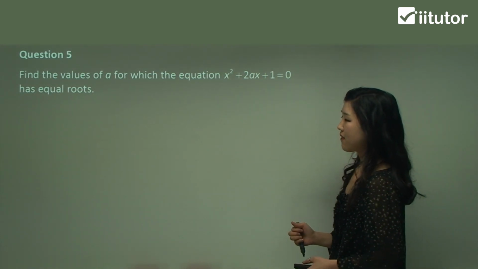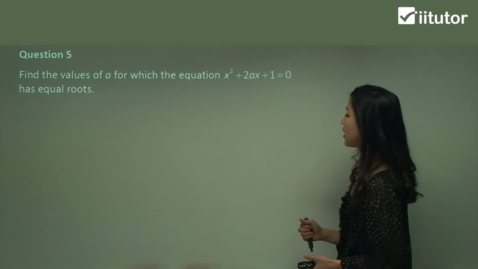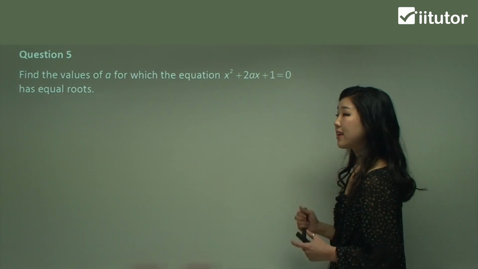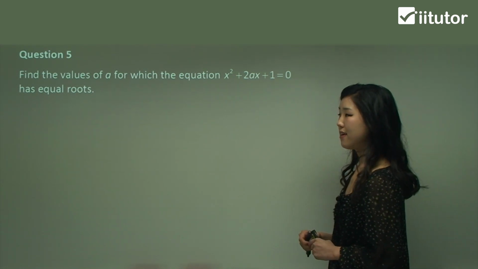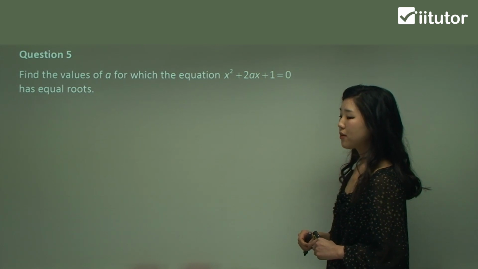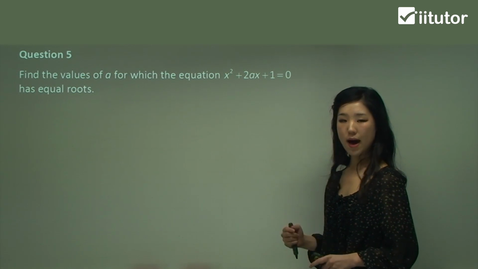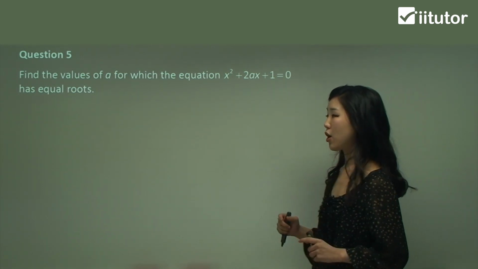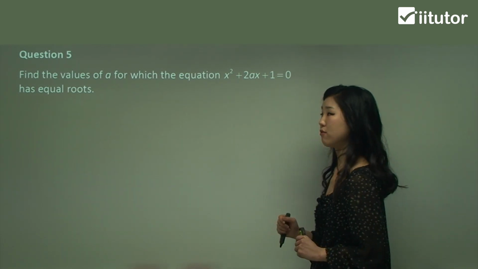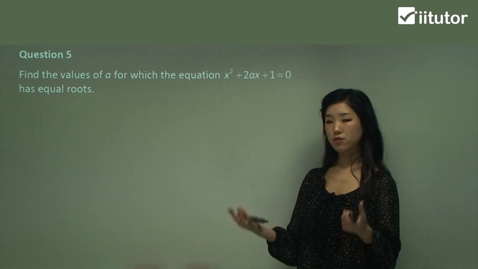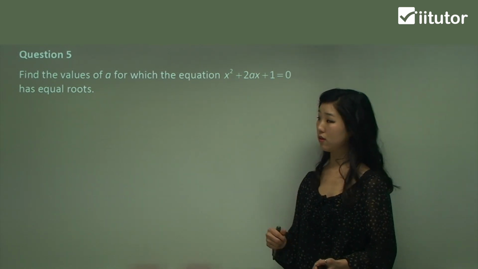Question 5 says, find the values of a for which the equation x squared plus 2ax plus 1 equals 0 has equal roots. If it's equal roots, what are equal roots, guys? Well, you know how the quadratic formula is negative b plus or minus root b squared minus 4ac over 2a? So it's going to have two solutions, positive or negative. But they're asking for when the two solutions are equal to each other, so therefore there is only one solution.